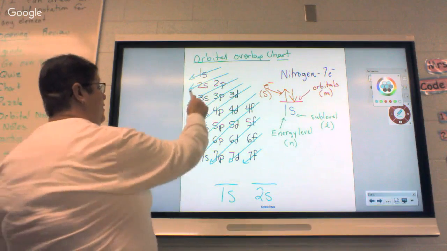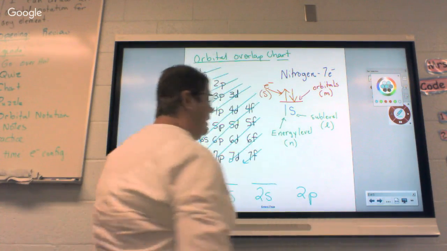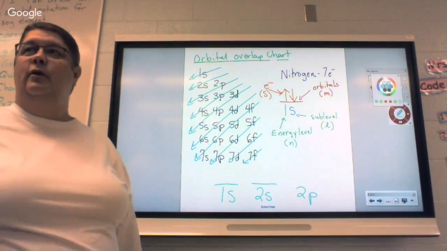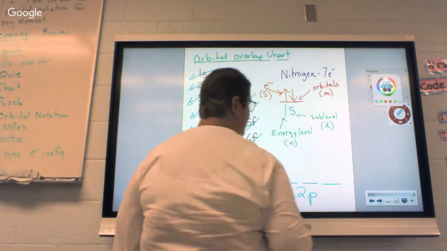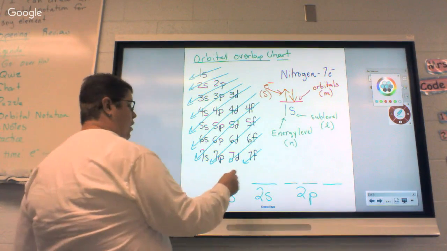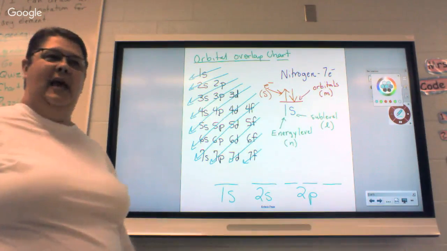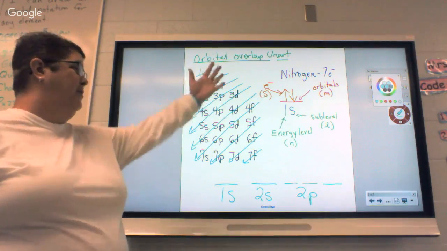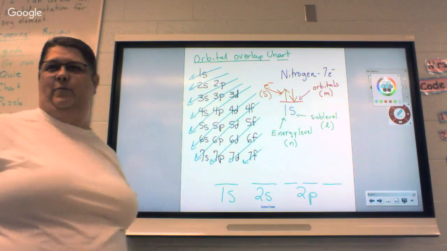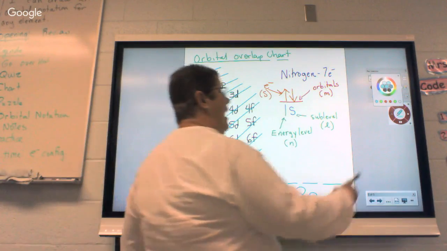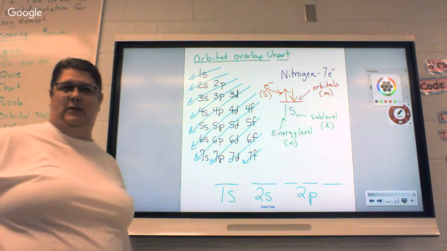So back to my chart. What comes after 2s? So 2p. A p can have how many orbitals? So I'm going to put how many lines here? 3 lines. Now I have enough space for 1, 2, 3, 4, 5 times 2 is 10 electrons. So I have enough space for 7. So I'm not going back to my chart. I have enough space. Now, according to the Aufbau principle, I have to fill the lowest energy level possible.